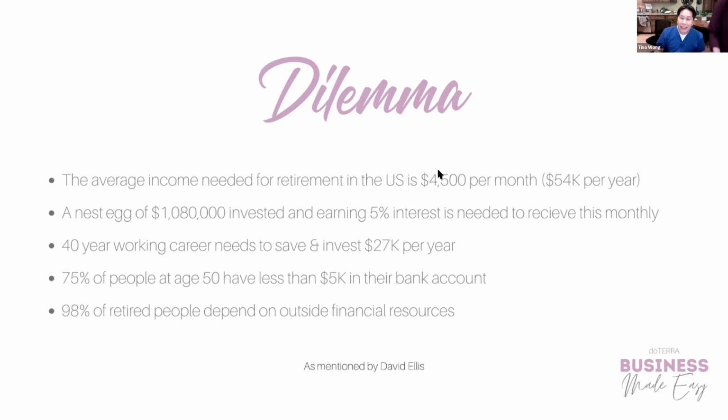The problem is, in order to generate $4,500 a month, you need a nest egg in your savings or investments of over $1 million, and that has to earn 5%. The way they got that number is they just said, how much do I need to make $45,000 a year? So they said $1 million times 5% is what we need to get this monthly income. The problem is some of our investments don't make even 5%.